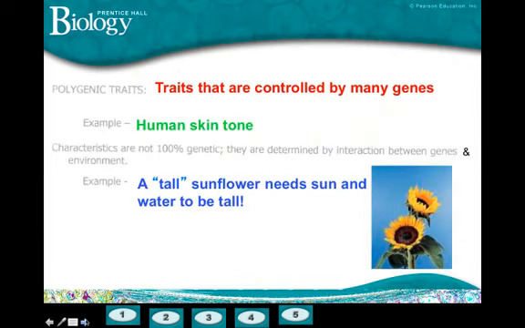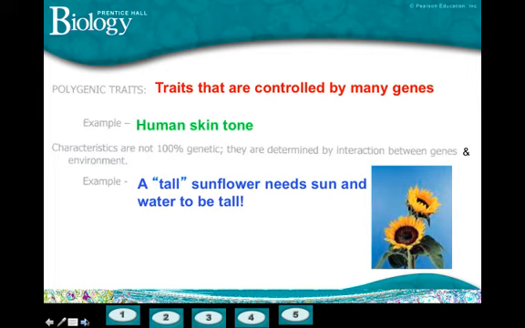Now, there's one other type of inheritance that we can study, and it's called polygenic traits. These are traits that are controlled by many genes. Human skin tone is a perfect example. If we were to stand up in the room and look at the inside of everybody's arm, we could line up from darkest skin tone to lightest skin tone. And everybody, no matter what their ethnic background, would have variations of what that skin tone looks like.